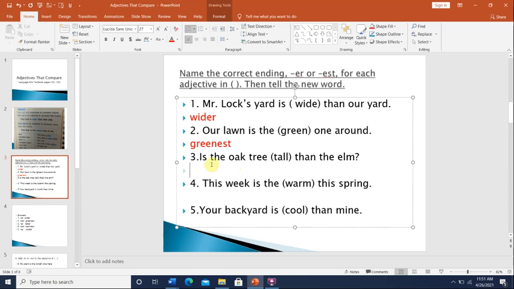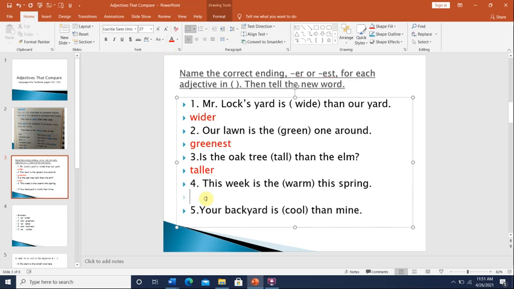Number 3, is the oak tree tall than the elm tree? How many trees are we comparing here? We are comparing two. Why? Because we're talking about the oak tree and the elm tree. So we will add er. So is the oak tree taller than the elm tree?